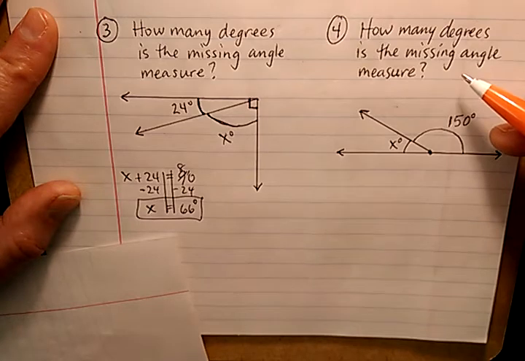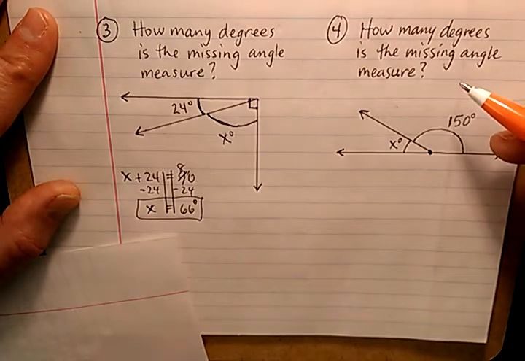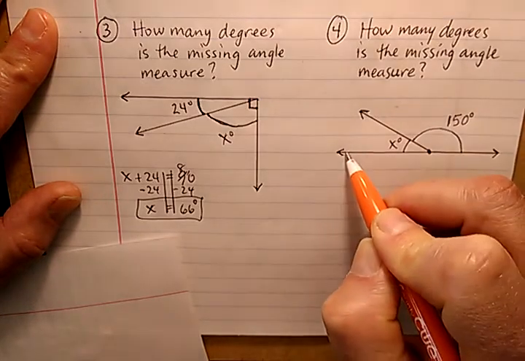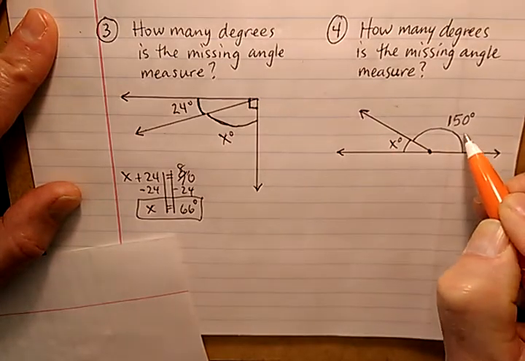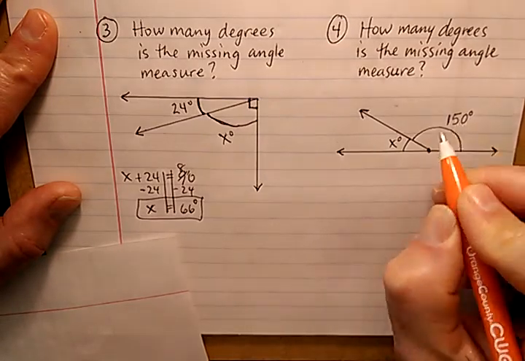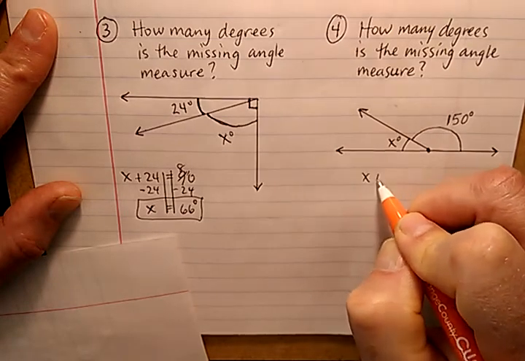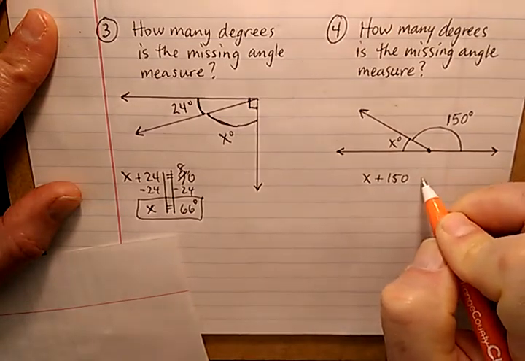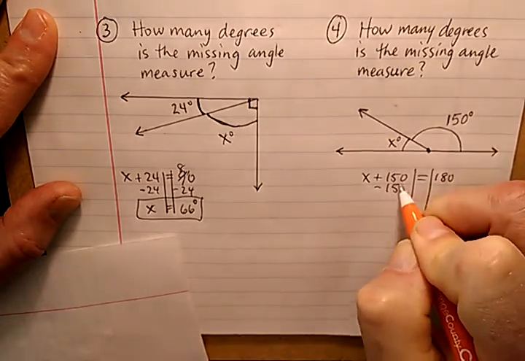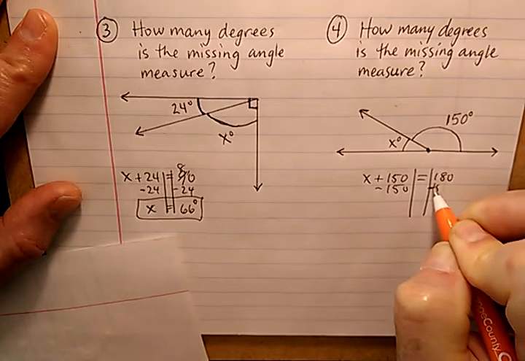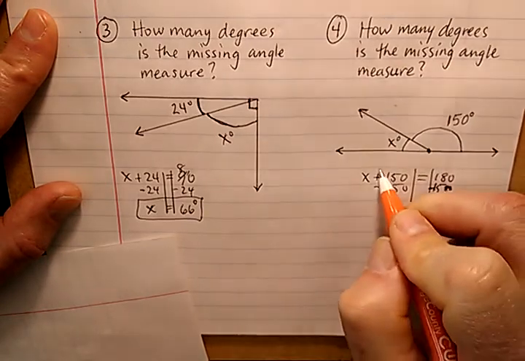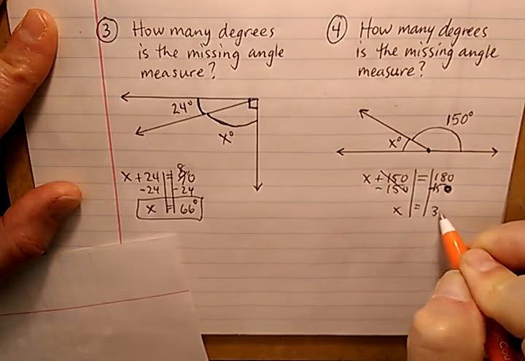All right, number 4, what answer did you get for that? Just go ahead and say it. What did you get? Okay, well, we know that since this is a straight angle here, that whole rotation is 180 degrees. So 150 plus x should be 180. X plus 150 equals 180. So we solve for x, take away 150 from both sides. And we get x equals 30 degrees.